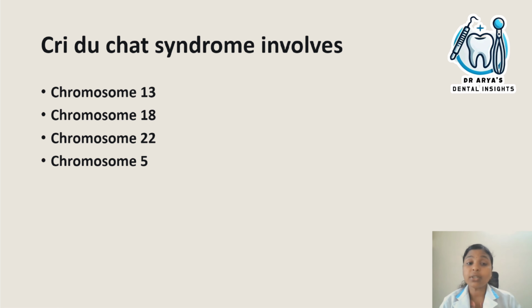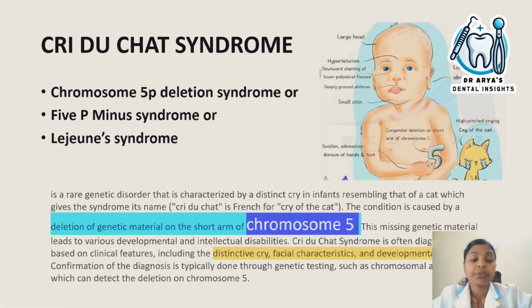So next question is, Cri-du-Chat syndrome involves chromosome number 13, 18, 22, or 5. So what is Cri-du-Chat syndrome? This is actually a rare genetic disorder, characterized by a distinct cry in infants, and this cry is known as the cry of the cat. That is, in French, it is cri du chat. Okay, so cry of the cat. So the characteristic cry in infants resembles that of a cat, which gives the syndrome its name, cri du chat.